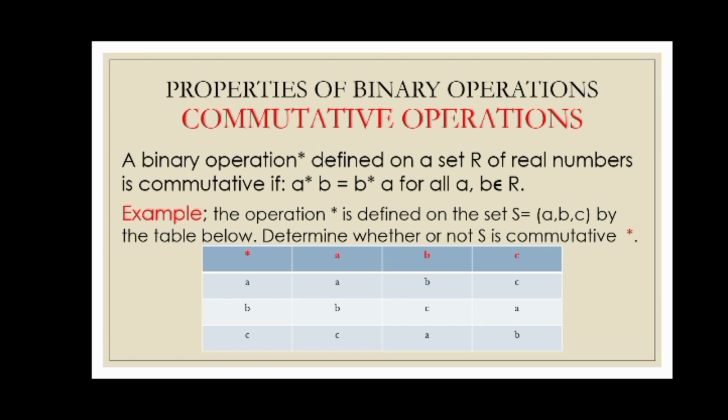Just look at it. A star B gives us B, and B star A gives us B. Check from your table: A on your left star the B at the top gives us B, and B from your left star the A up there gives us B. The same applies to B star C equal to C star B, which is A. Then A star C is equal to C star A, and the answer is C. Hence the operation star is commutative, since for any two elements X, Y belonging to S, X star Y is equal to Y star X.